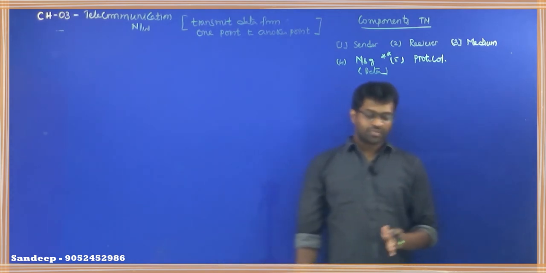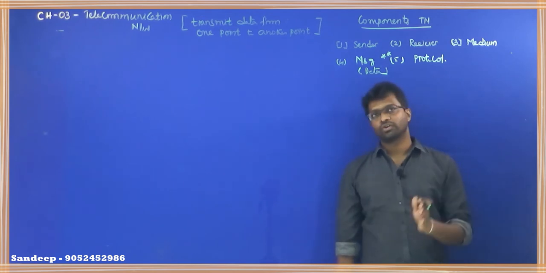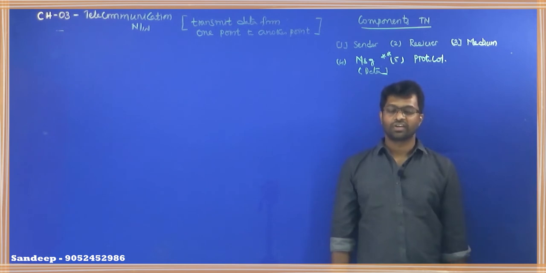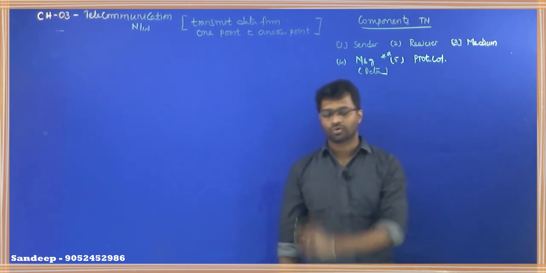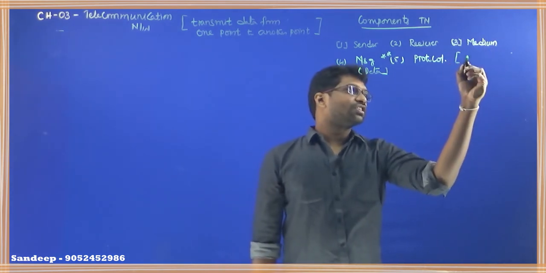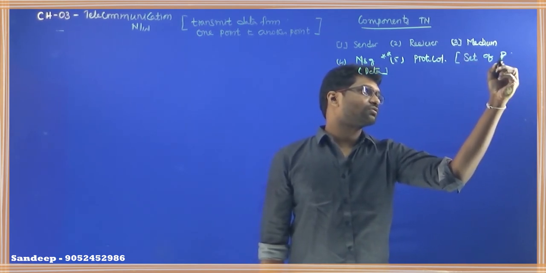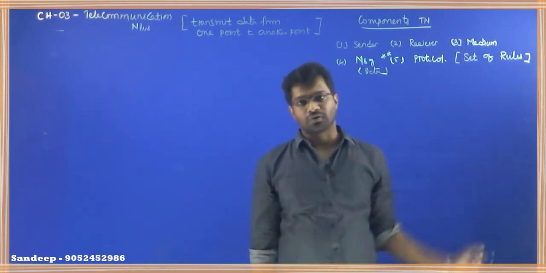So, what is the first component? Sender. What is the second component? Receiver. What is the third component? Medium. What is the fourth component? Message. The data which you want to transmit from one point to another point. And last but very important concept is called as a protocol. So, what do you mean by protocol? Protocol is nothing but it consists of set of rules, okay, that is called as a protocol.